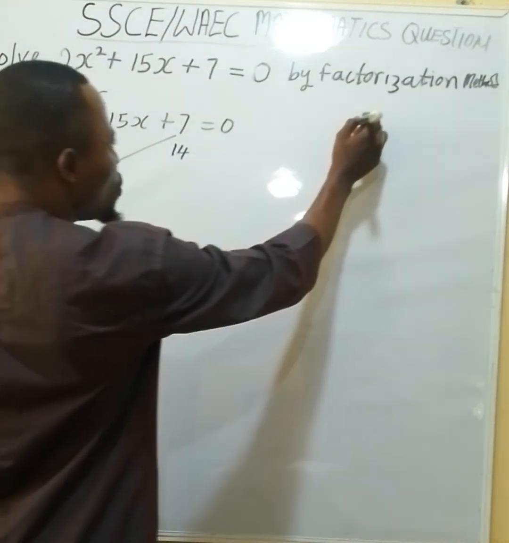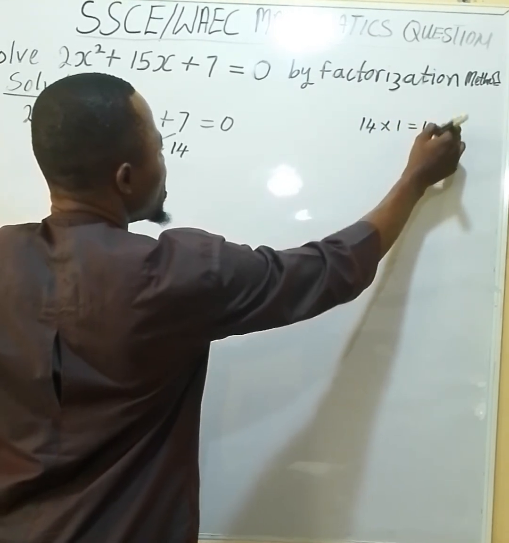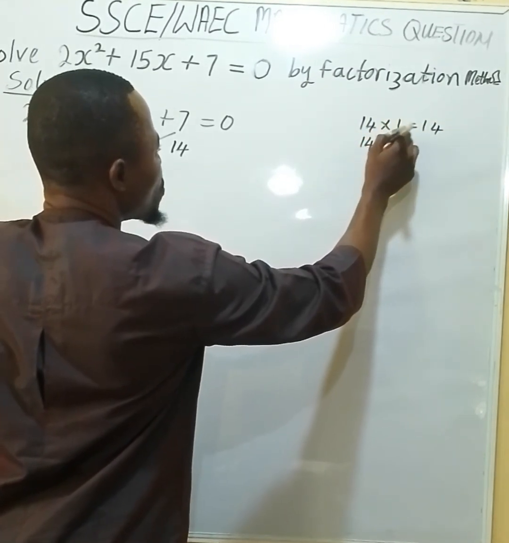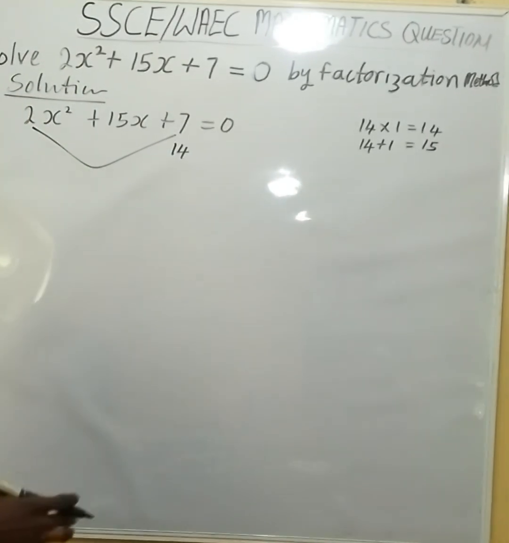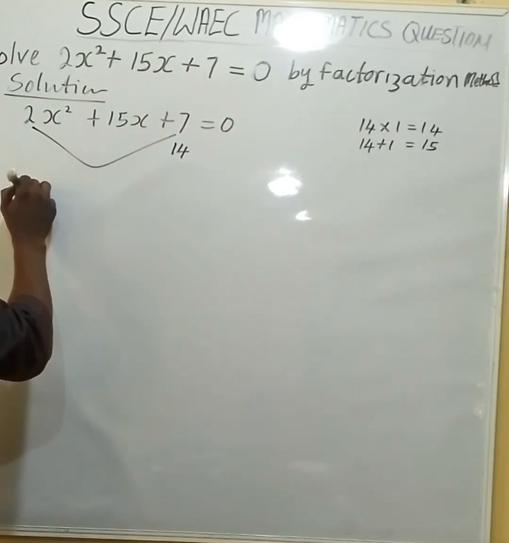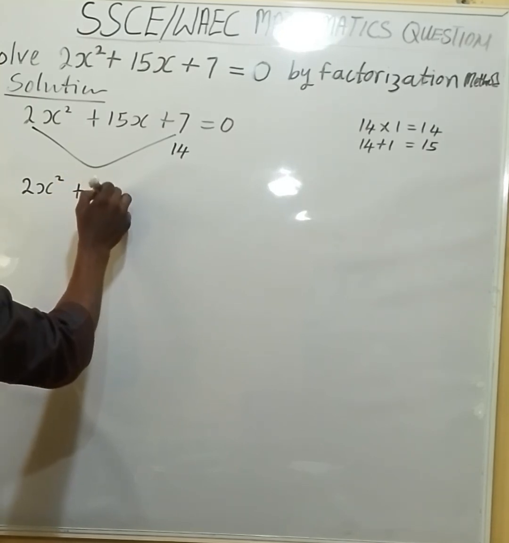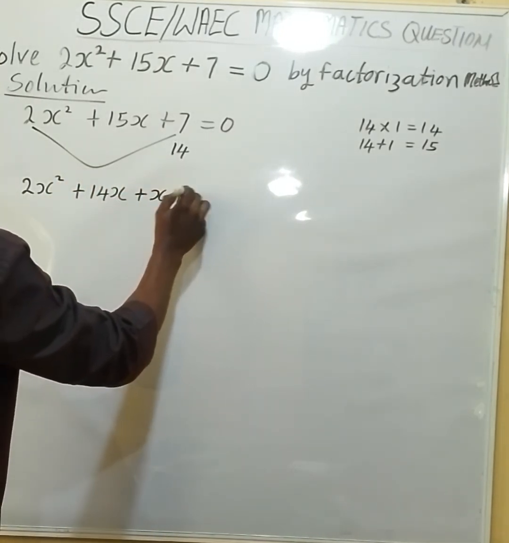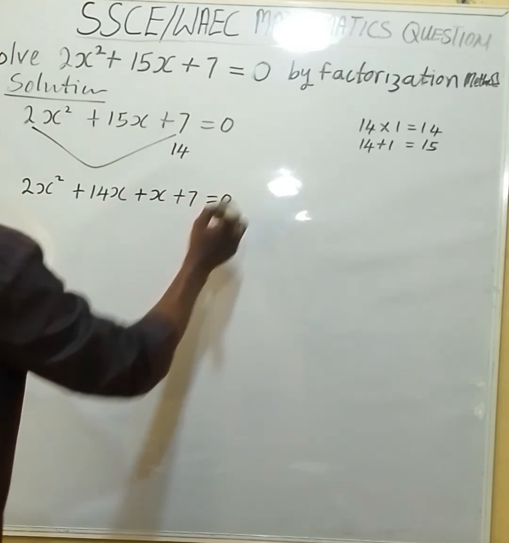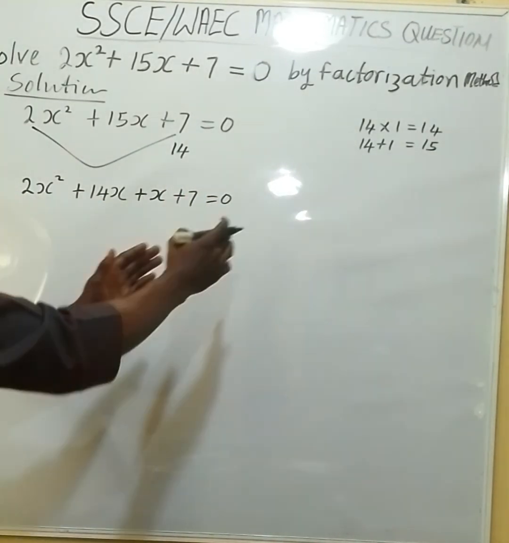So we are now going to use 14 times 1 equals 14. 14 plus 1 equals 15. So those are the two factors that we are going to use. We now have 2x squared plus 14x plus x plus 7 equals 0. So when we have it like this, we now group them into 2.